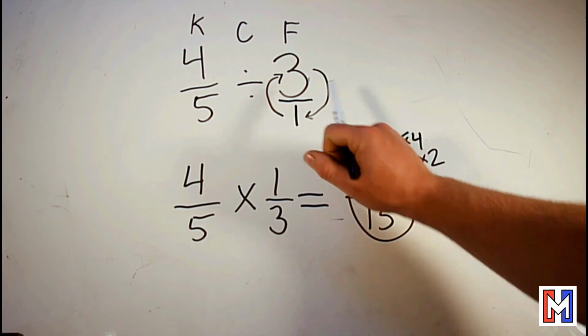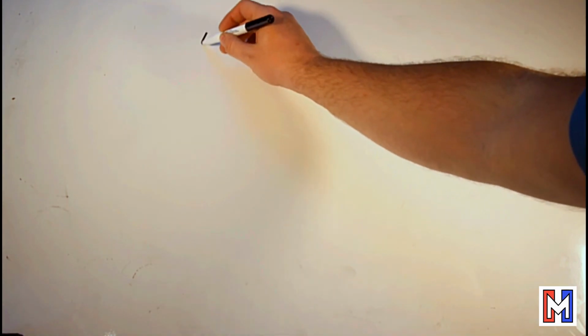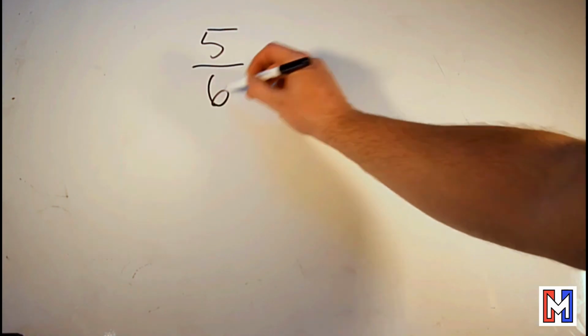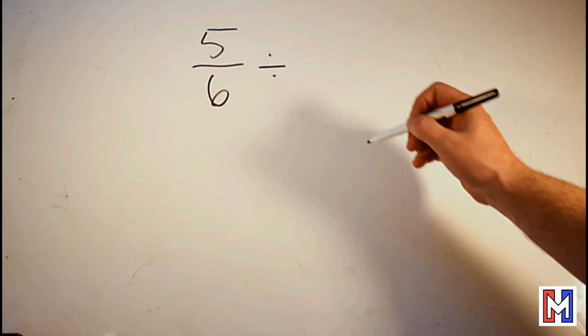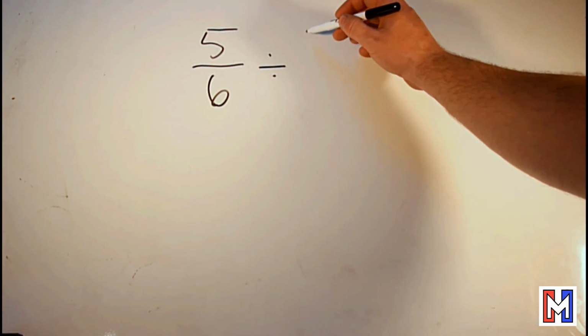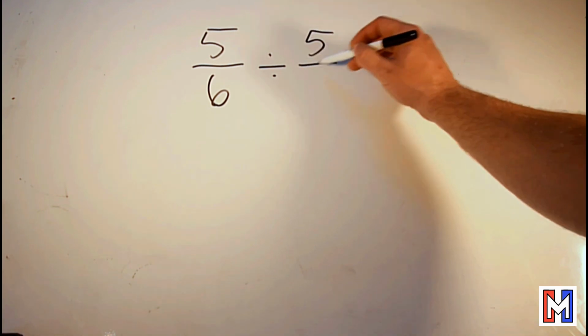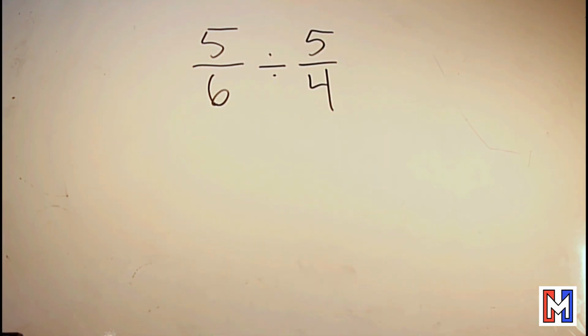All right, let's get rid of this. All right, so let's try this problem. Now we're going to have 5/6, and we are going to divide it by, let's go 5/4, okay?